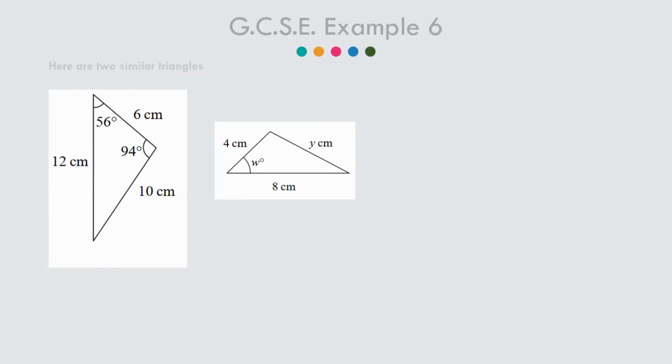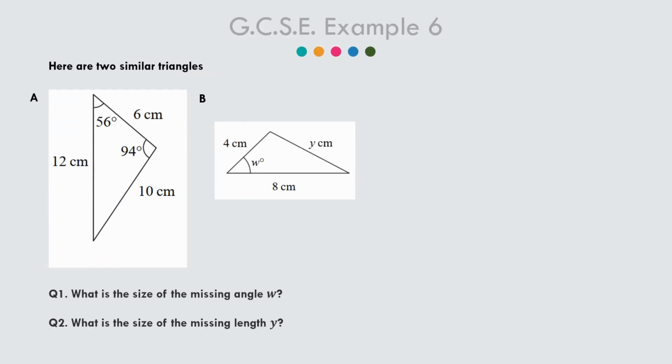Here is our GCSE question. Here are two similar triangles. There are two questions. Question 1. What is the size of the missing angle W? Question 2. What is the size of the missing length Y?